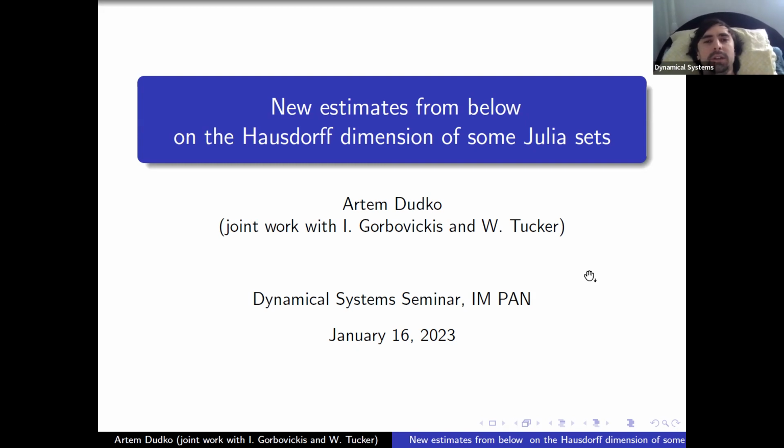I gave a talk about a year ago on estimates from below on the Hausdorff dimension of the Julia set of the Feigenbaum polynomial. This is a part of the same project, which is now completed, at least this part. But since a year ago, it was generalized to larger sets of maps and proofs simplified, and also we have a few more applications. Not just the Feigenbaum polynomial now, but also various other Julia sets.